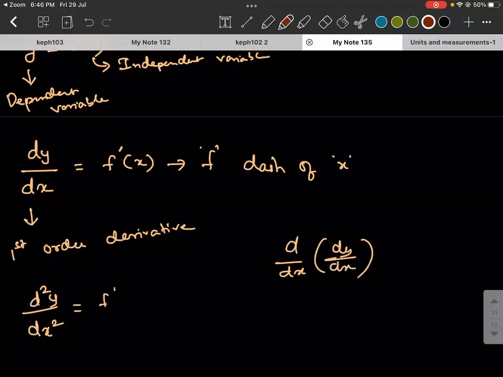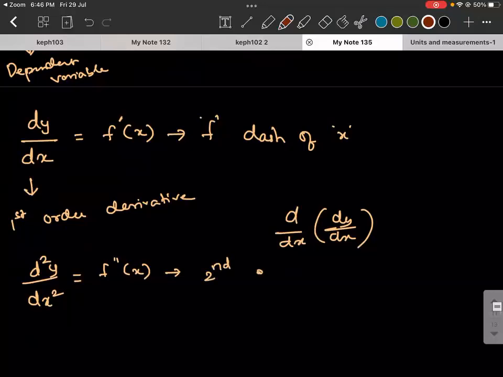This will be called as f double dash of x. How do you read it? It's called second order derivative. Like this, the number of times you differentiate is what we call as the order of the derivative.